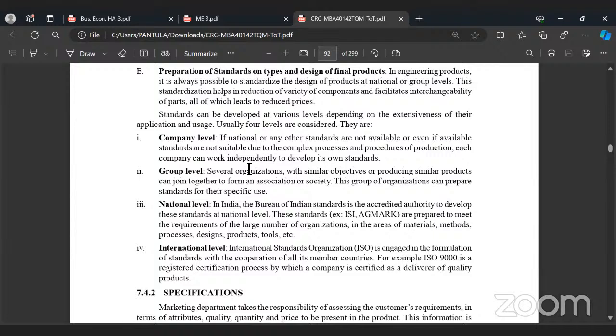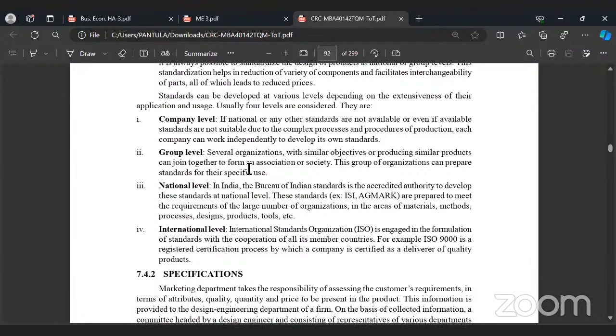Company level is nothing but standards within that company, among a group of people. The national level is nothing but standards like they give Agmark symbols and Silk Mark symbols and some kind of symbols. That is national level. International level is nothing but ISO, International Standard Organization. There are certain standards at the international level.